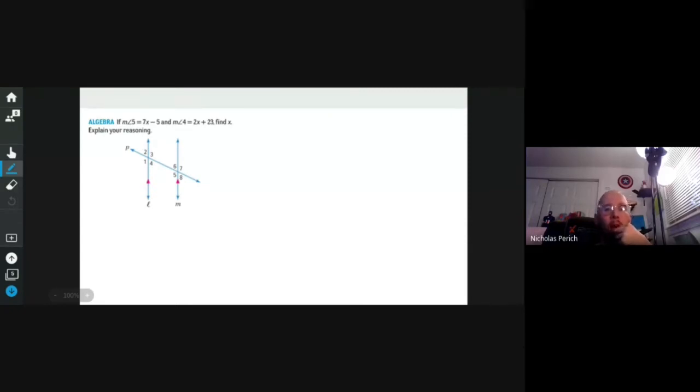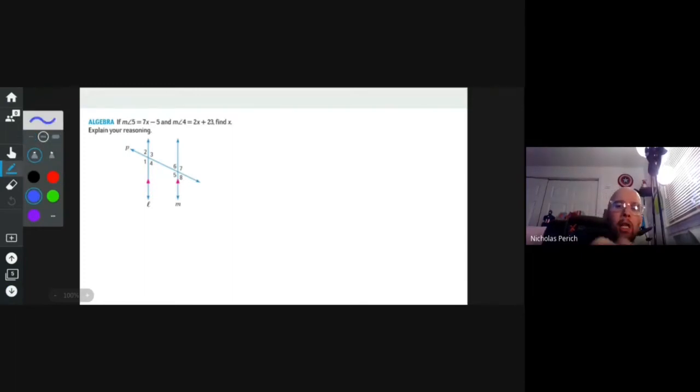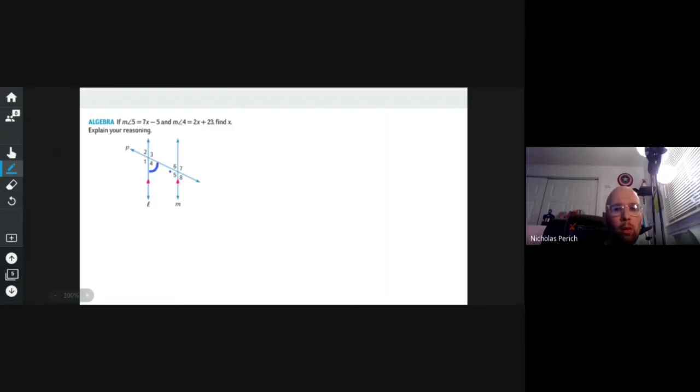Can we set 4 and 5 equal to each other? Here's 4 and 5 for those of you who are visually impaired. Here's 4 and 5. Do they equal each other? Yes or no? Do they look like they equal each other? Let's ask that question. I'm going to say right now, no, because one's acute and one's obtuse.